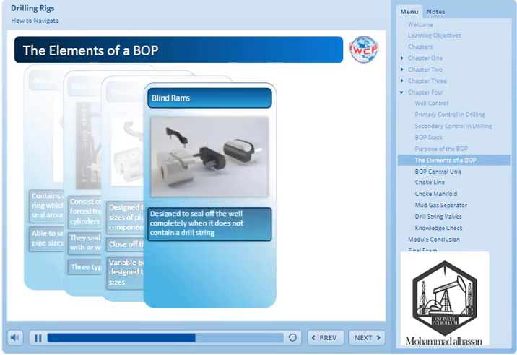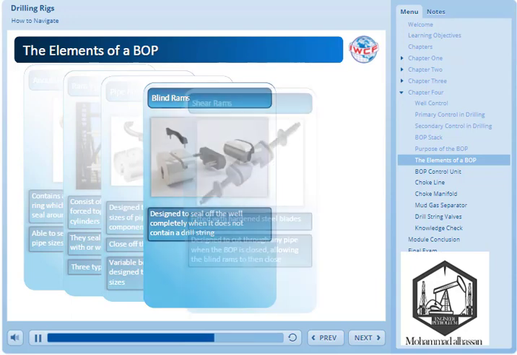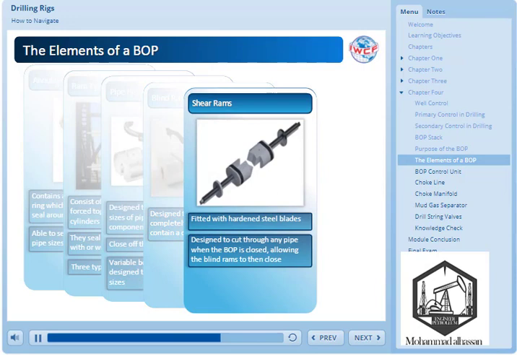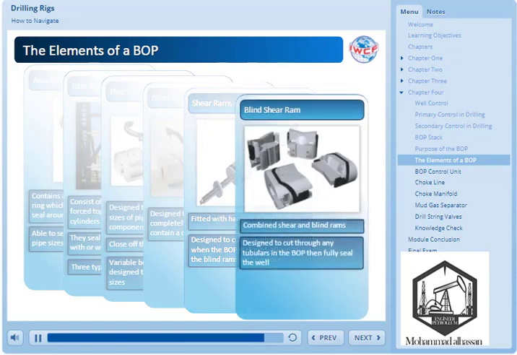Blind rams are designed to seal off the well completely when it does not contain a drill string. Shear rams are fitted with hardened steel blades that are designed to cut through any pipe when the BOP is closed to seal the well and therefore allow the blind rams to close. Some BOPs have combined shear and blind rams, referred to as blind shear rams, designed to cut through any tubulars in the BOP and then fully seal the well.